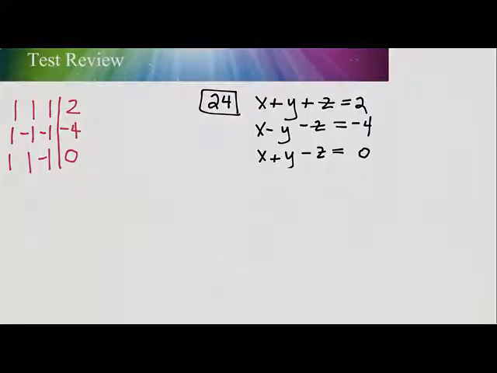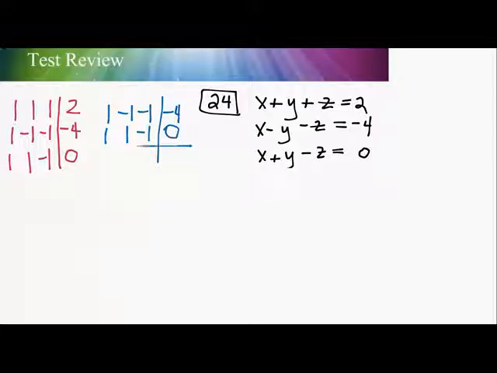Okay, so there's my matrix. Now I need to pull 2 rows to do elimination. Now, remember, I leave the top row alone. The zeros that I want in the left-hand column are going to be in the second and third row. So I just decided to do the second row and the third row: 1, negative 1, negative 1, negative 4, and 1, 1, negative 1, 0.